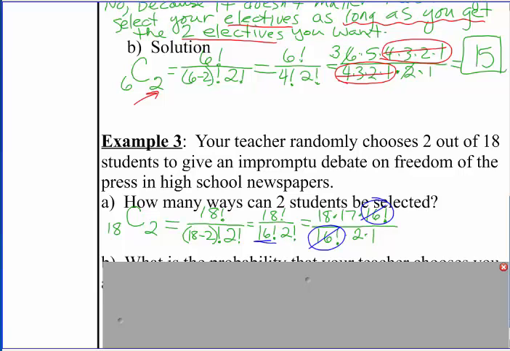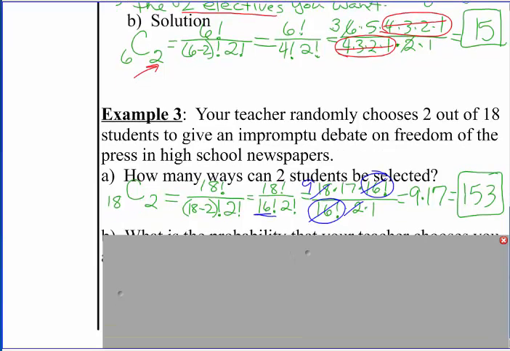Then you could simplify with the 2. 2 goes into 18 9 times, and then you just have to remember to multiply. 9 times 17. So our answer is going to be 153. So there's 153 ways that 2 students could be selected out of 18 to give the impromptu debate.